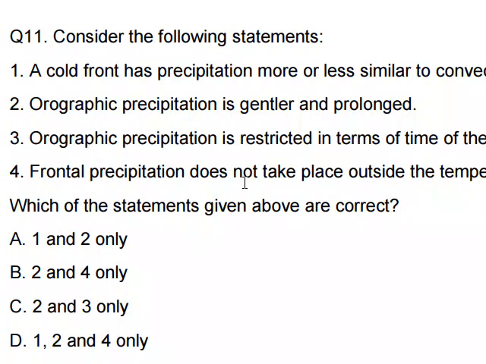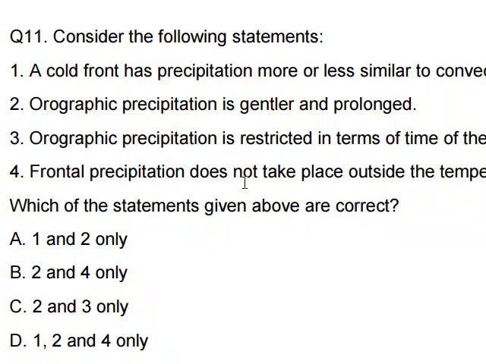Second, orographic precipitation is greater and prolonged. It is correct. So 1 and 2 are correct. And 3, orographic precipitation is restricted in terms of time of the day. So it is wrong.